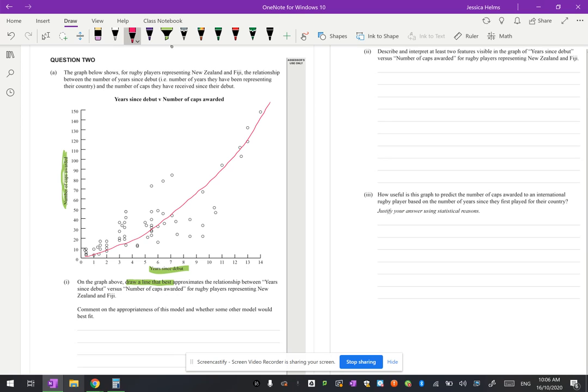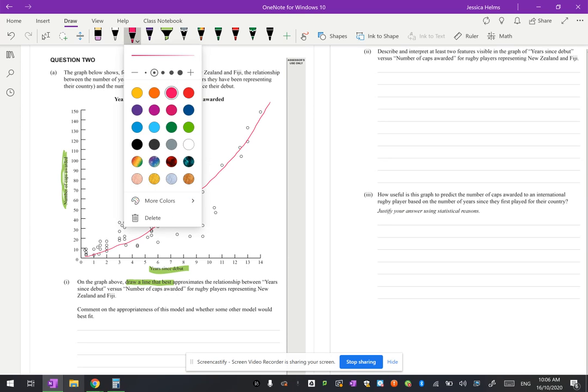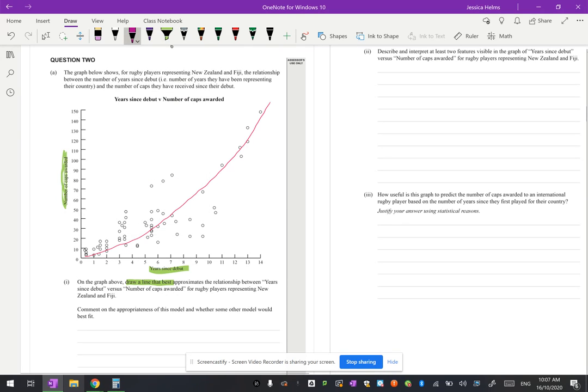All right, so I'm going to leave in that one, and then I'm going to draw a straight line one. So I guess something like that, maybe a bit more like that, would be fine. So one's straight and one's non-linear.